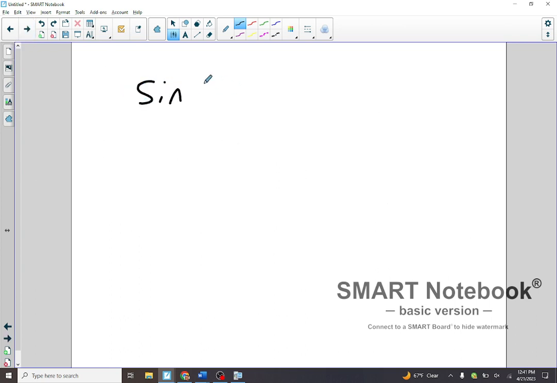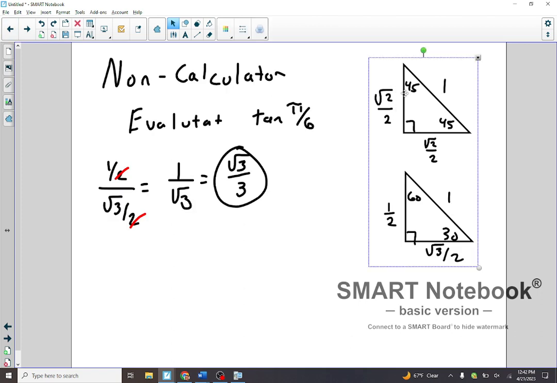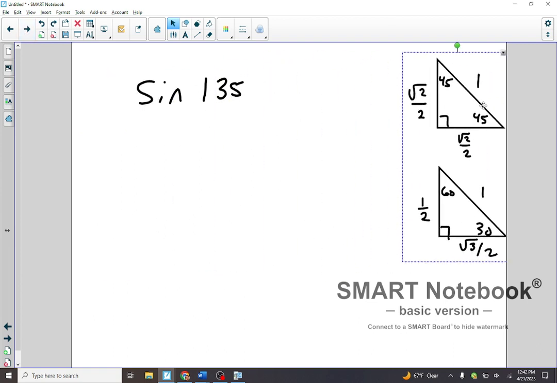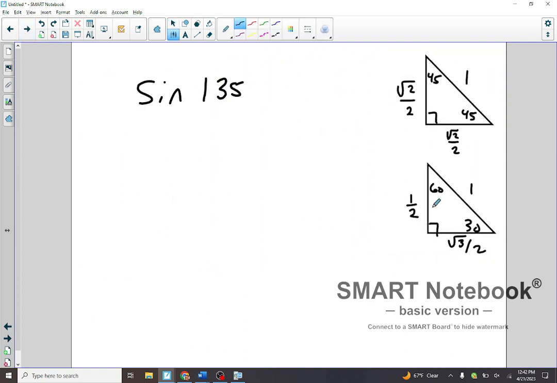Evaluate sine. Let's do 135. So in this one, this is not within the right triangles. Again, if you remember the unit circle, that's fine. But in this situation, what you could do is sine 135. It's this one I gave you in degrees. You could do 180 minus 135.